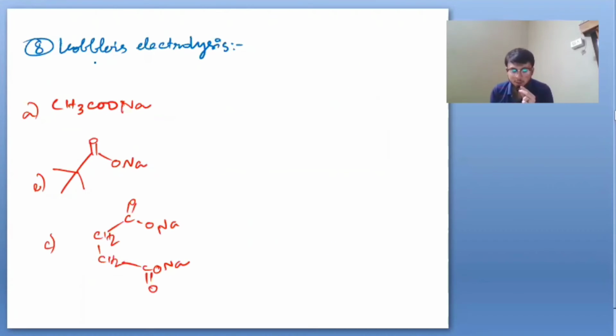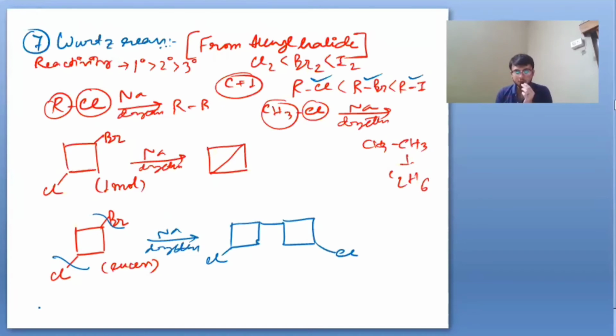So next is Kolbe's electrolysis. There is a fundamental drawback in this Wurtz reaction. That is, if we take CH3Cl plus C2H5Cl and give it Na in dry ether, now what will be the product? Now it gives us 3 products. Okay, so what are the 3 products?